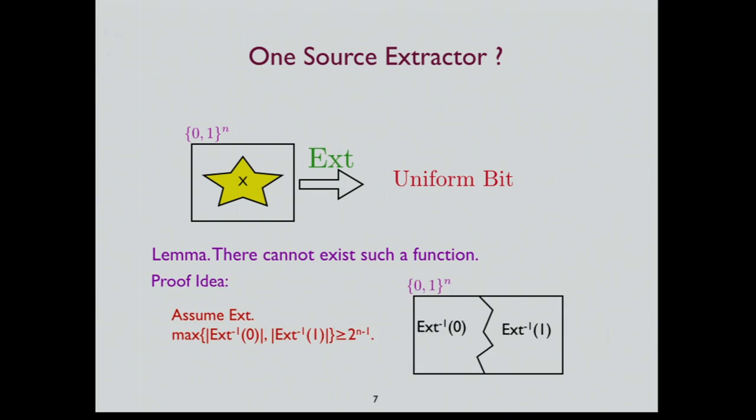The proof is not hard. If we had such an extractor, this deterministic function maps some strings to 0 and some to 1. It has to map half of them to one of these. Let's say it maps at least half of them to 0. Well, then this is a set of size 2 to the n minus 1, but the extractor always maps the output to 0, so it fails for that set. So this ultimate goal is impossible.